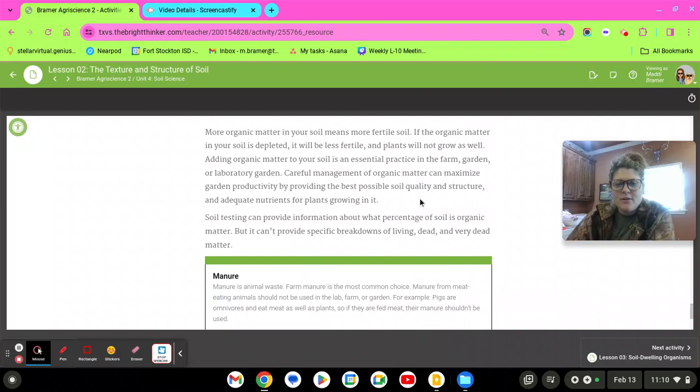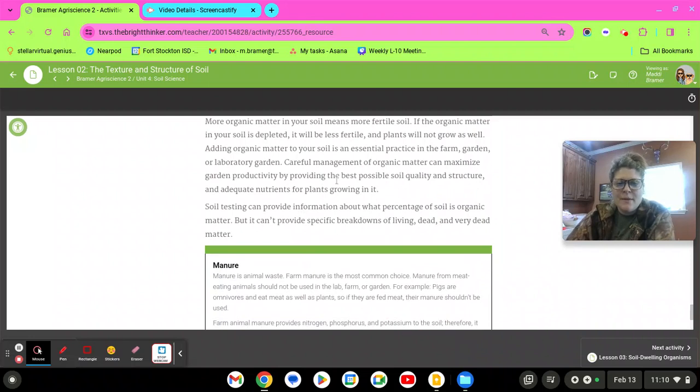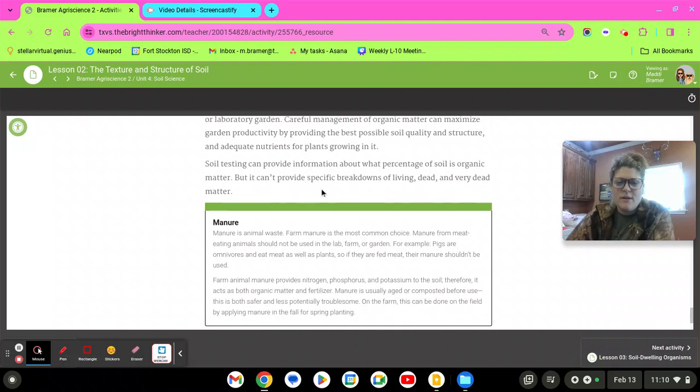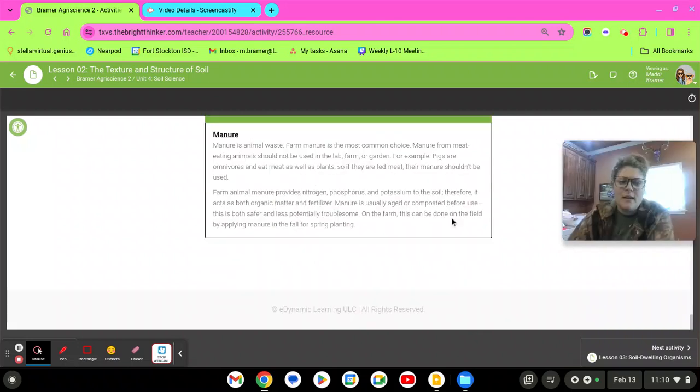So more organic matter in your soil means more fertile soil. If the organic matter goes away, the fertility kind of goes away. So that's why you need to periodically test your soil and make sure you're putting good organic matter back in.